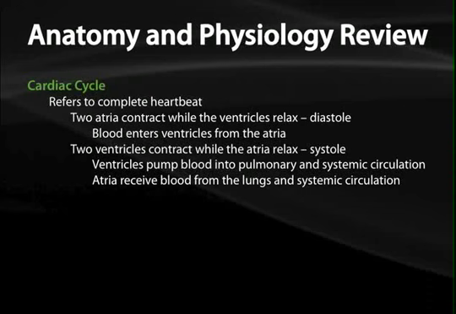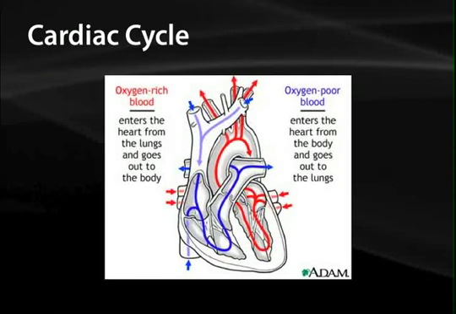The cardiac cycle, again, refers to the heartbeat. The 2 atria will contract while the ventricles relax, and this is the diastole. The blood enters the ventricles from the atria, and then the 2 ventricles can contract while the atria will now relax, and that's systole. The ventricles pump blood into the pulmonary and the systemic circulation, and atria receive blood from the lungs and systemic circulation.